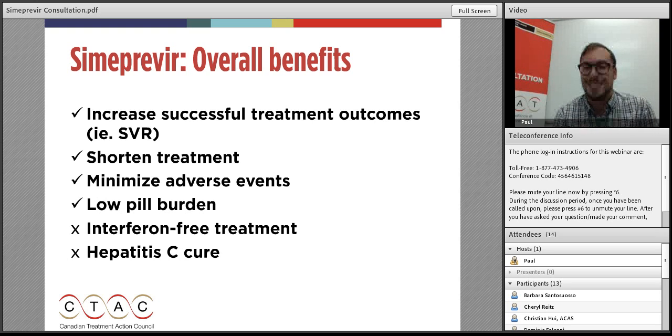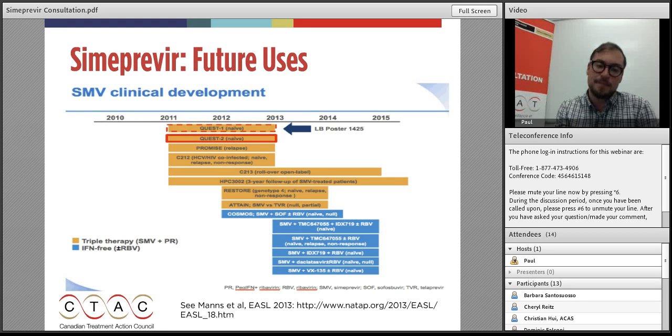But the adverse events are not specifically seen with Simeprevir. In fact, they're consistent with a pegylated interferon therapy anyway, and we reduce the pill burden. We haven't gotten to interferon-free treatment, but I'm going to talk about that in just a second. We haven't gotten to that hepatitis C cure point for everybody, but I think that we're on our way.